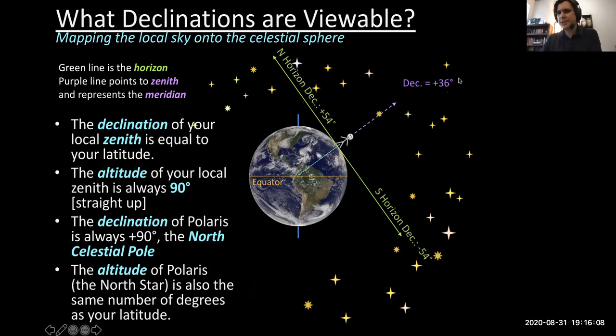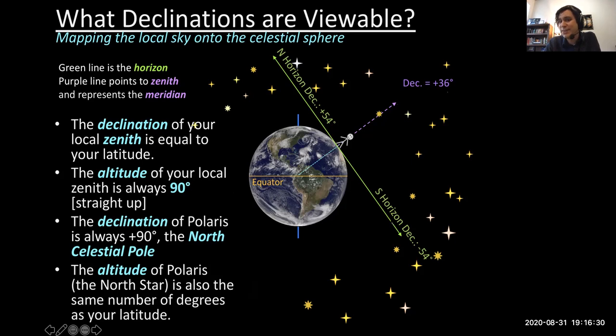Clearly, declination 36 is observable since that is our zenith. Straight up from Knoxville, I'm pointing at declination plus 36. But this is also straight up. That's 90 degrees of altitude. What was the altitude of the southern horizon? 0. So there's 90 degrees between here and moving down to here.